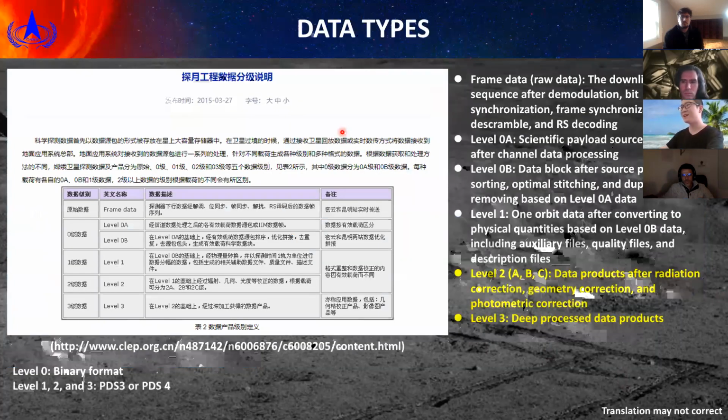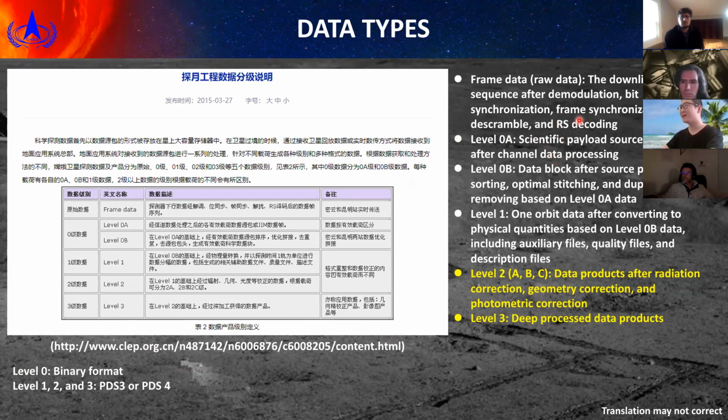Before download, here are the data types. This is the original document of the Chinese data types, and I made some translations here. If some of you are interested in the Chinese document, you can go to this website and use Google Translate yourself, because my translation may not be very accurate since I'm not an engineer or data scientist.